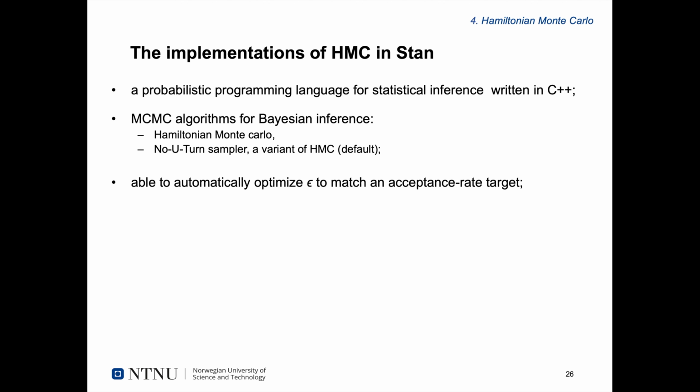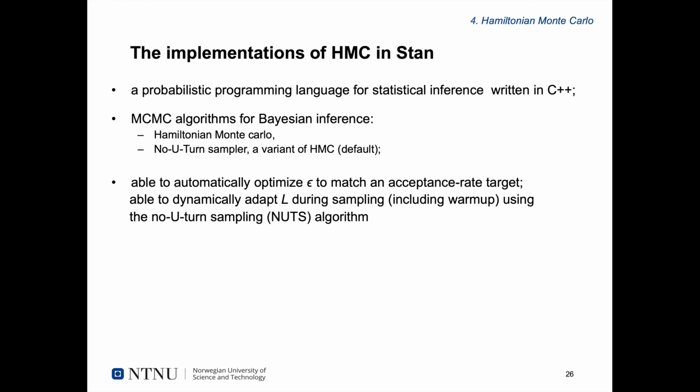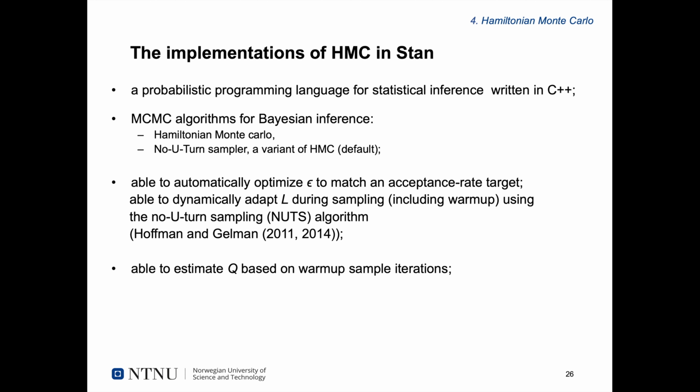STAN allows the step size to be adapted or set explicitly. It's able to automatically optimize epsilon to match an acceptance rate target. If you choose to use the no U-turn sampler, it can dynamically adapt the number of leapfrog steps L by choosing a criterion for determining when a trajectory has grown long enough. It is also able to estimate Q based on warm-up sample iterations.